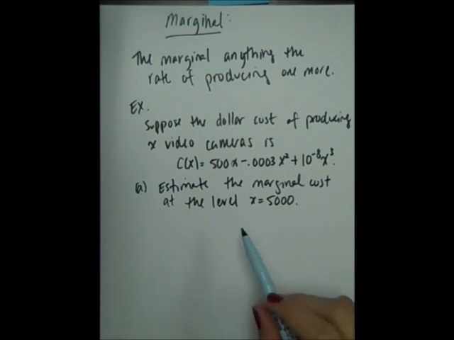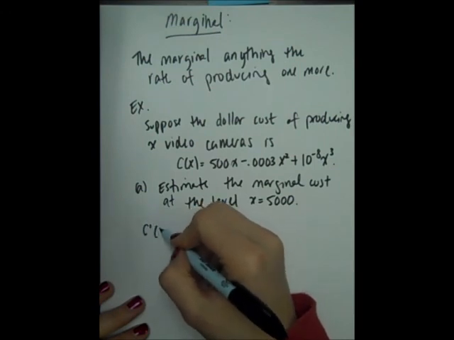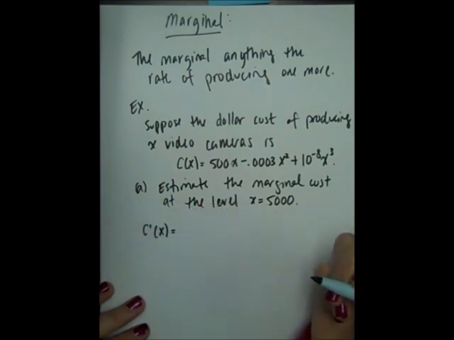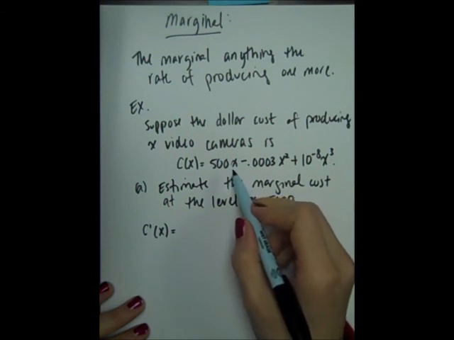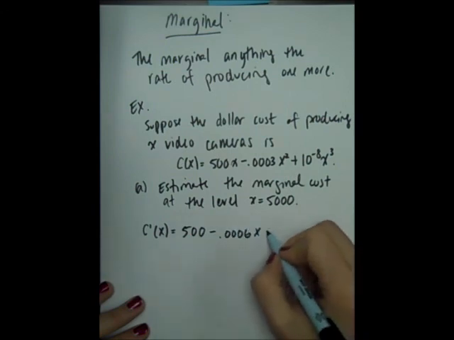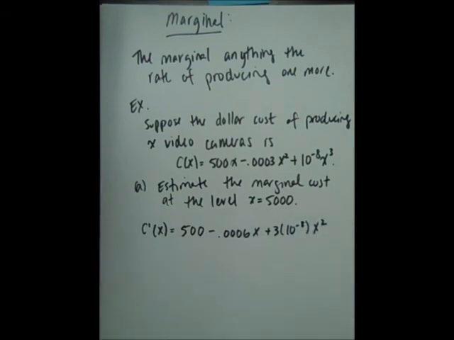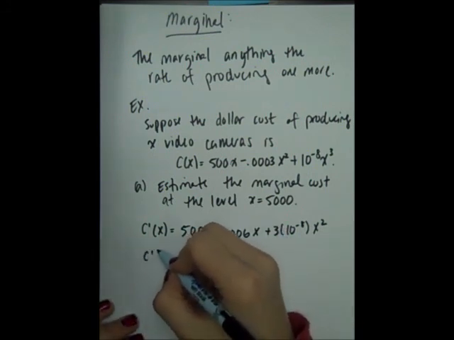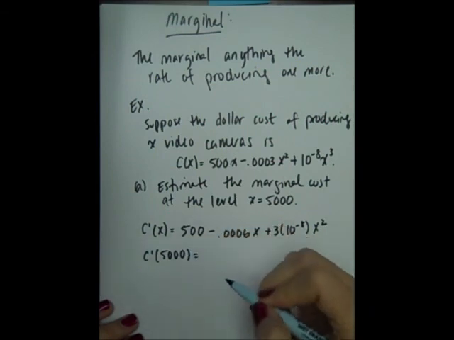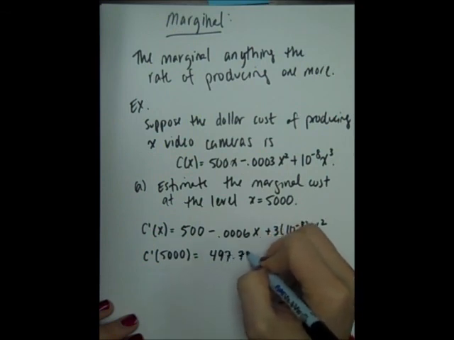So estimate the marginal cost at this level is saying find the derivative of cost and then plug in our level of 5,000. So let's figure out what is C prime of x. So C prime of x, I'm going to use the power rule. So I'll get 500 minus 0.0006x plus 3 times 10 to the minus 8 x squared. So the marginal cost at the level of 5,000 says I should plug in 5,000. And if you plug this in, you're going to get something like 497.75.